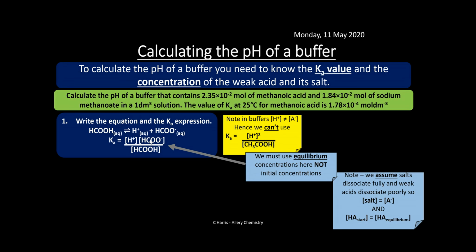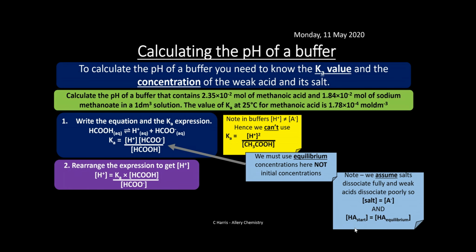And note that we assume salts dissociate fully and weak acids dissociate poorly. So what we can deduce from that is effectively the concentration of the salt is represented by A minus. That's this bit, okay? Because remember, that's coming from the salt, and the concentration of the acid at the start is equal to the concentration of that acid at equilibrium, because that assumes that the acid doesn't dissociate fully. So these are the assumptions that we're making here.